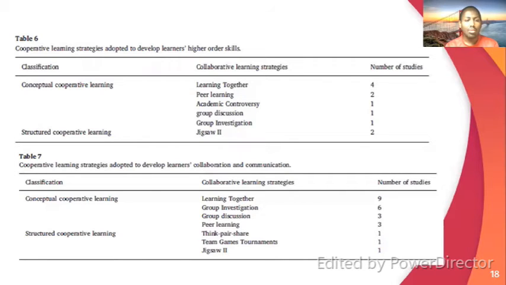Table 7, cooperative learning strategy adopted to develop learners' collaboration and communication. So in order to develop learners' collaboration and communication, again, conceptual cooperative learning approach is dominant, using learning together, cooperative, group investigation, group discussion, peer learning. So these are the collaborative learning strategies used to develop learners' collaboration and communication.